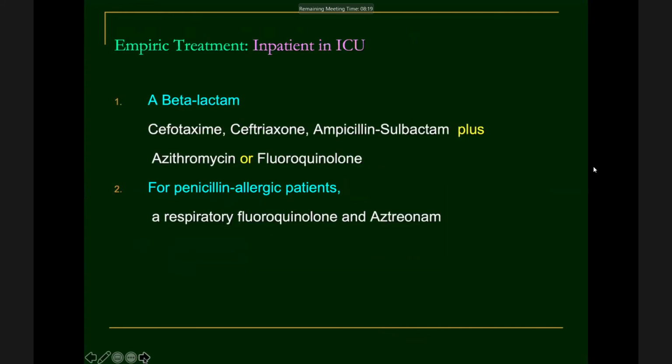If the patient is an inpatient in ICU, then you are using this combination: cefotaxime, ceftriaxone, or ampicillin-sulbactam, plus azithromycin or fluoroquinolones. So 2 drugs that you can use: either azithromycin or fluoroquinolones, plus cefotaxime, ceftriaxone, or ampicillin-sulbactam. Or for penicillin allergy, you can use the respiratory fluoroquinolones and a carbapenem, that is ertapenem, or azithromycin. So this is the ideal regimen in a patient in ICU.